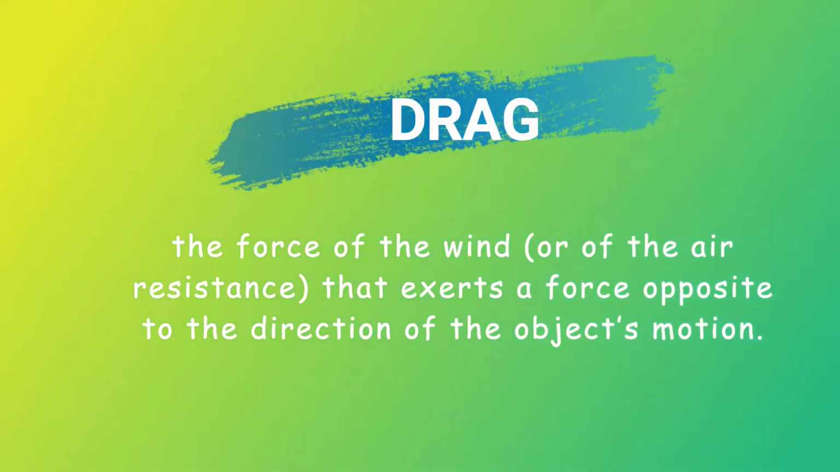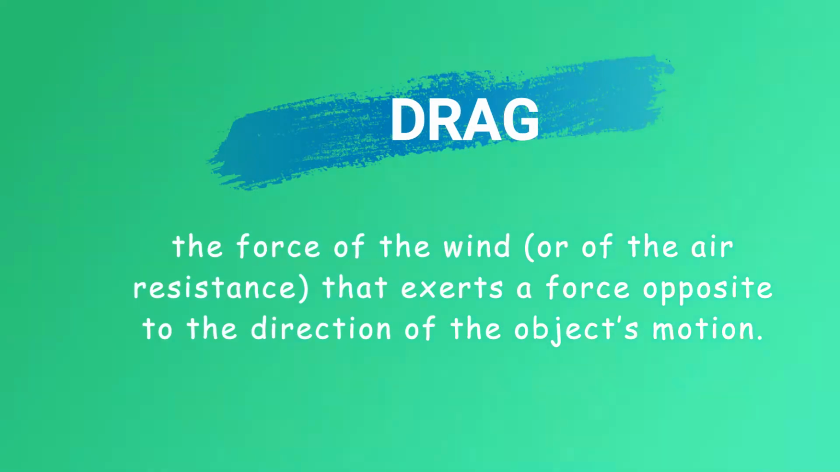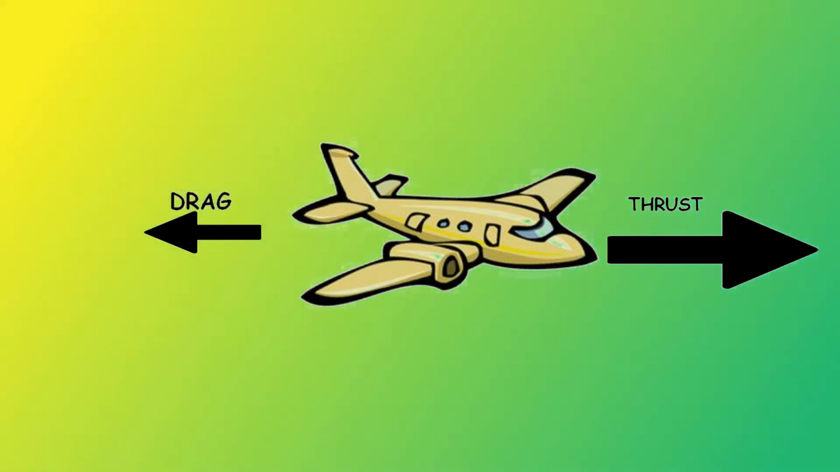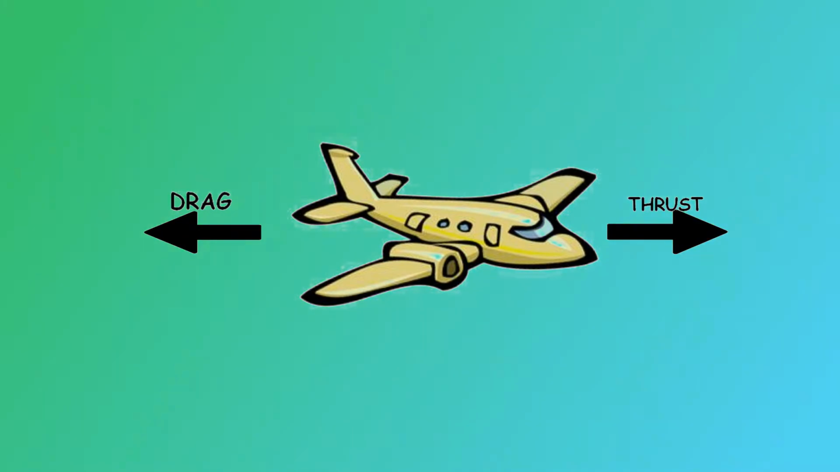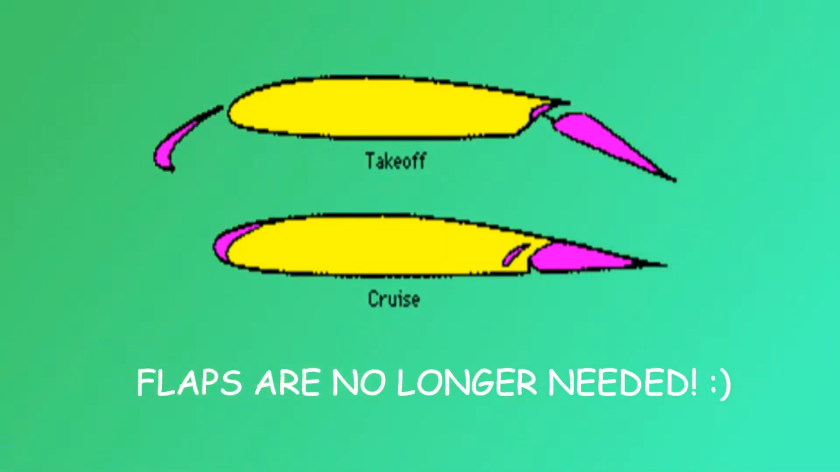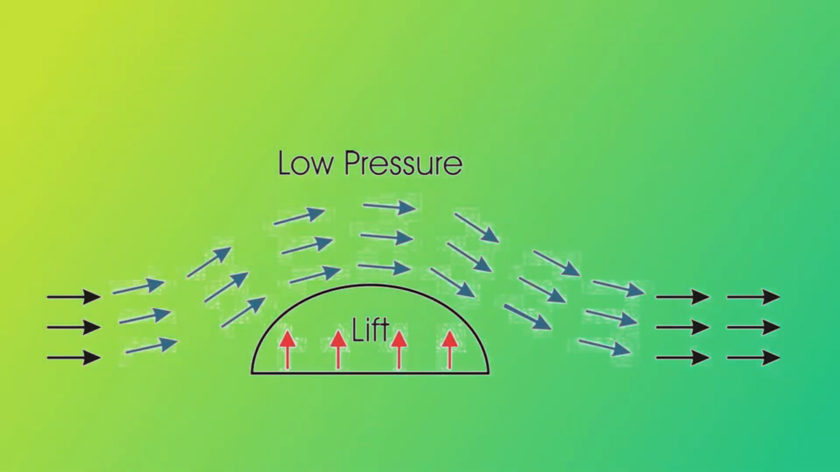Drag is the force of the wind, or of the air resistance, that exerts a force opposite to the direction of the object's motion. As drag is reduced, the plane requires less thrust to travel across the air. At this point, the flaps are no longer needed, since the speed of the airplane causes air to be pushed across the airfoil and downwards, creating enough force to stay in the air.